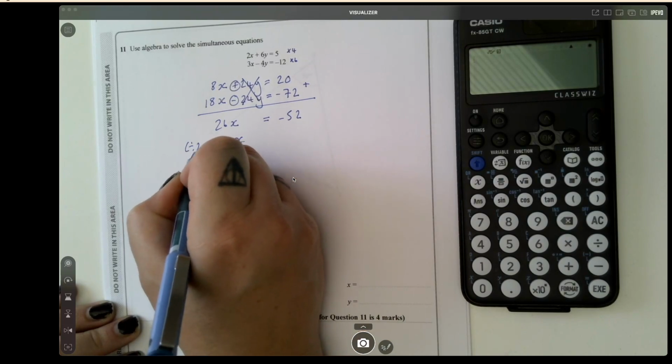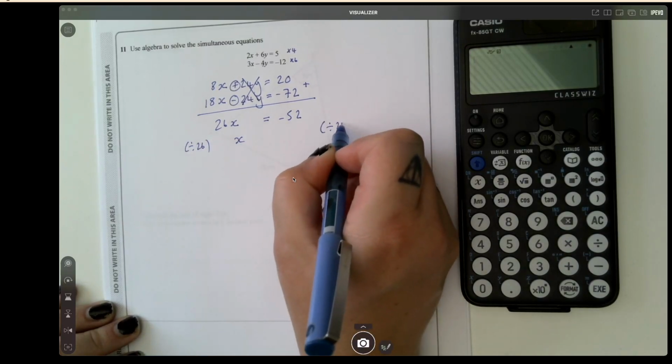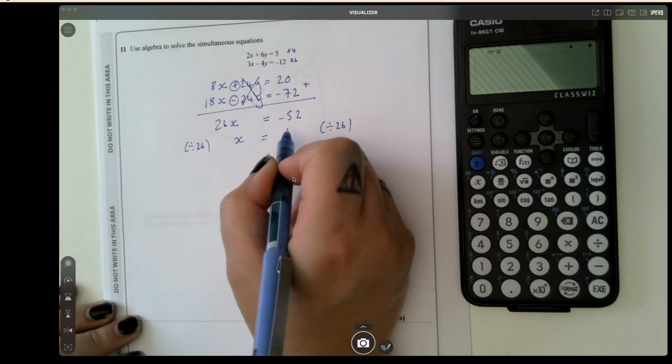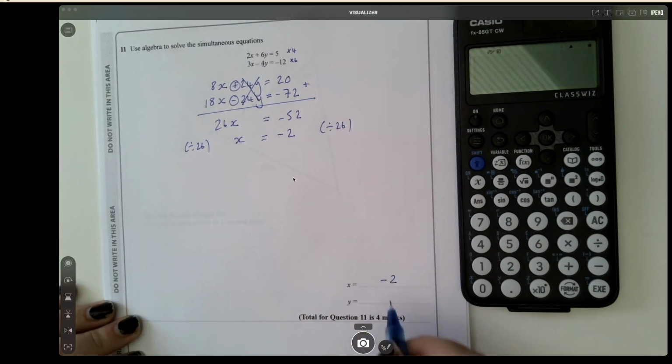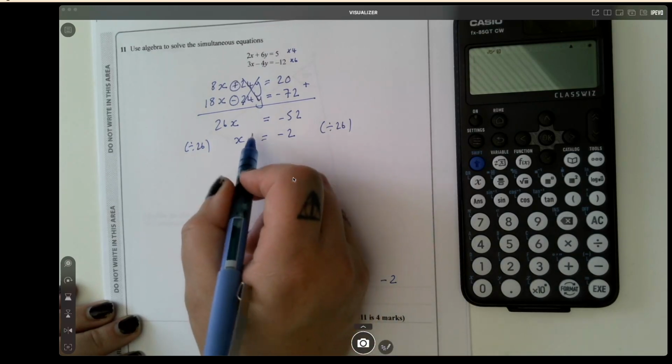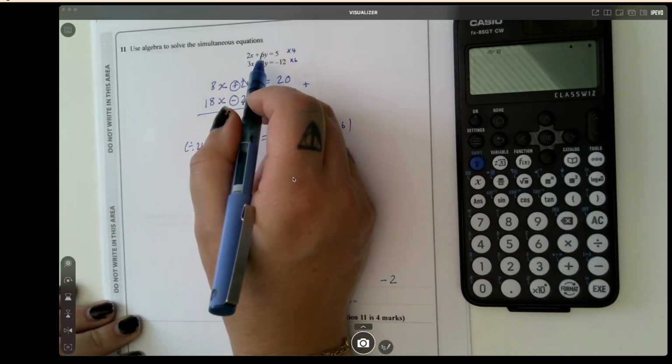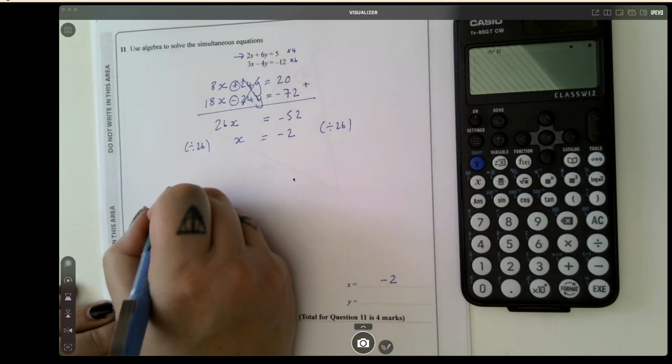Now I'm going to divide both sides by 26. So negative 52 divided by 26 is negative 2. So I'm going to pop my x value there on the answer line. Now I know my x value, I'm going to substitute it back into one of these equations to find y. So I'm just going to use this first equation.